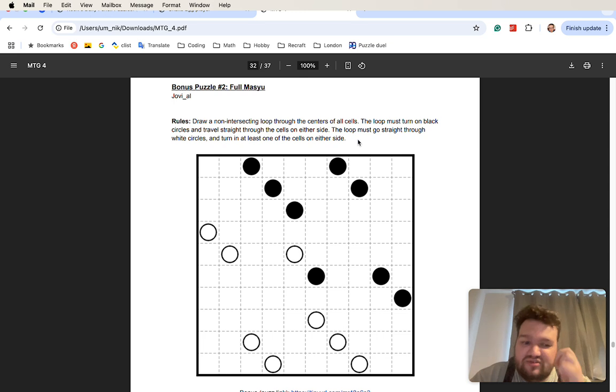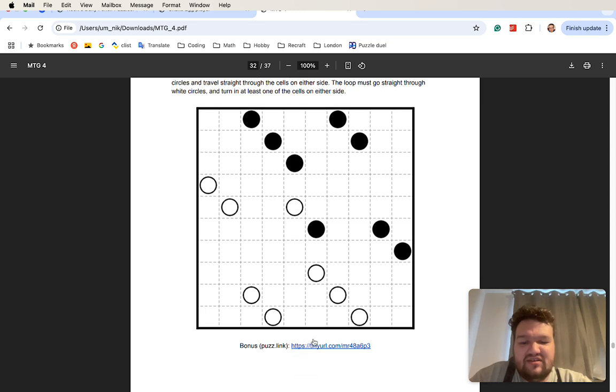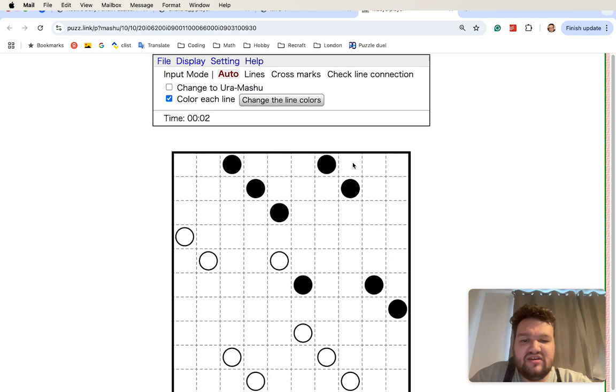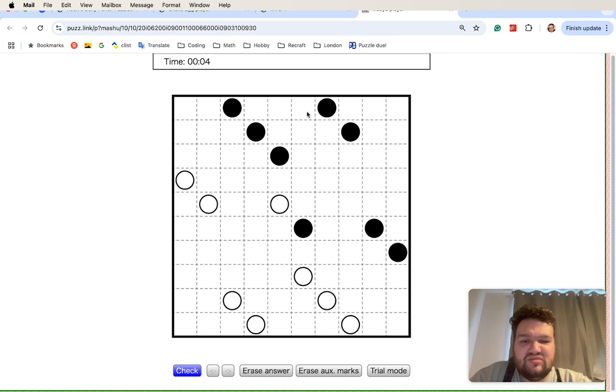So just to remind how Masyu puzzles look like. In these black ones we're drawing these V letters, and in white circles we're going straight, but we cannot have a situation like this where on both sides we continue going straight. So at least on one side we need to turn.